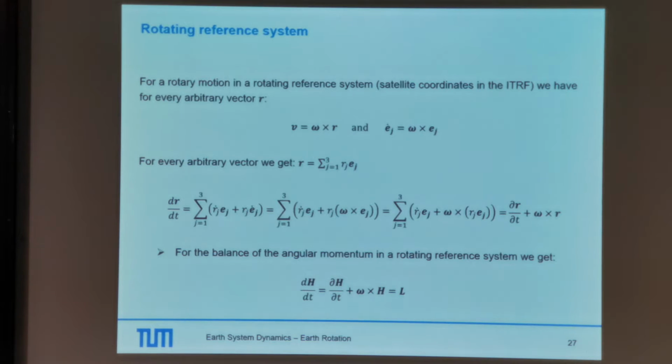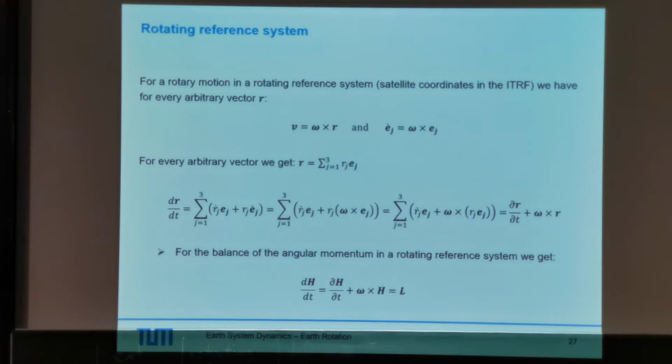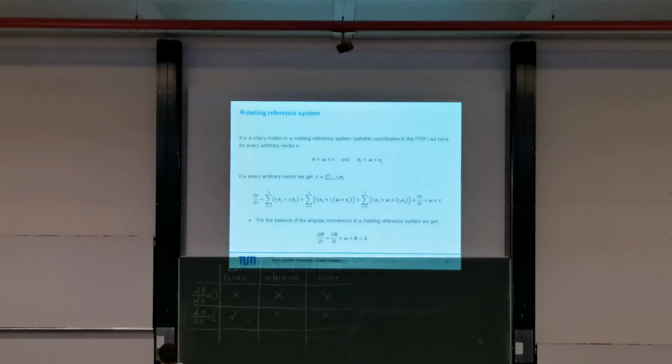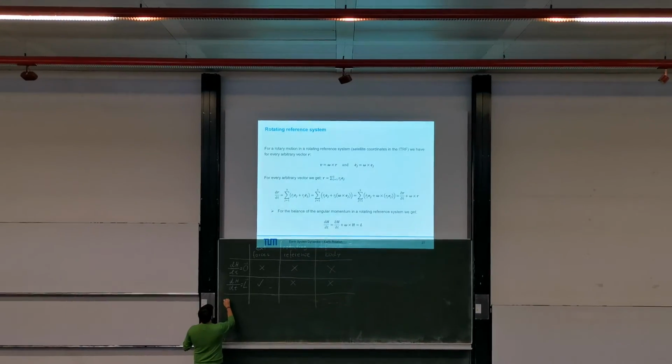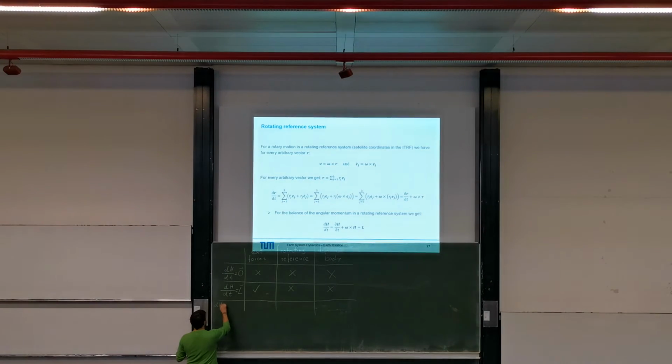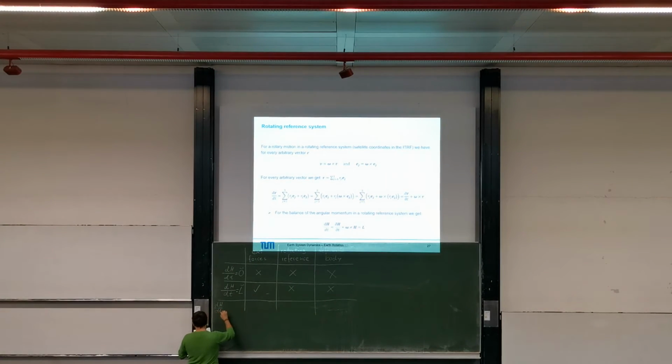Because it's getting a little bit crowded on the left hand side now. So we have the next row then, where we have dH after dt is equal to the partial derivative plus omega cross capital H, and this is equal to the rotation of torques.